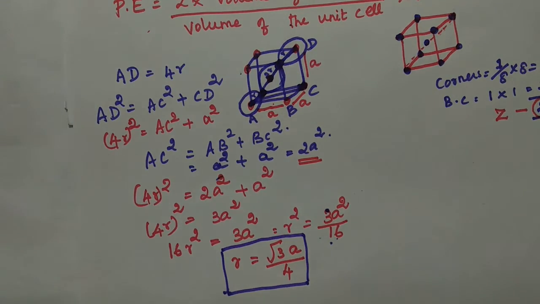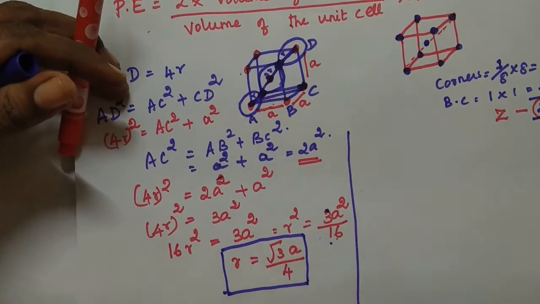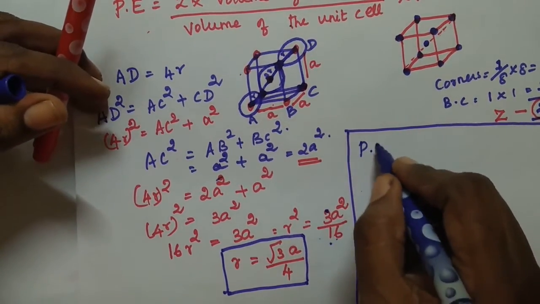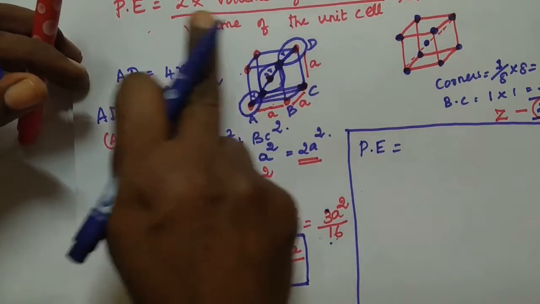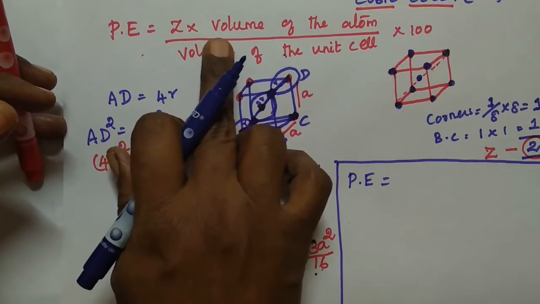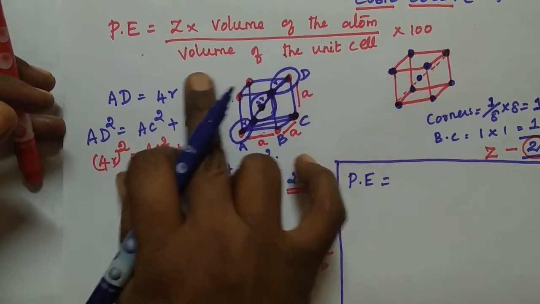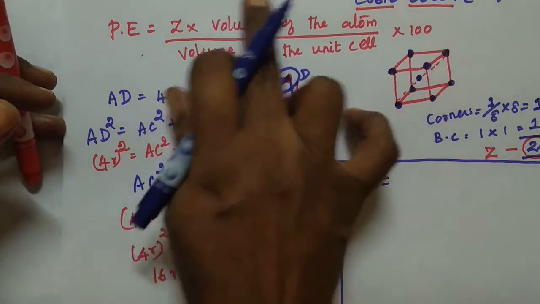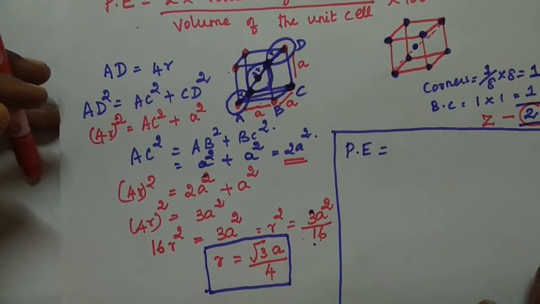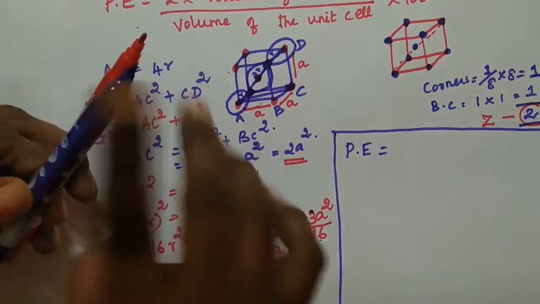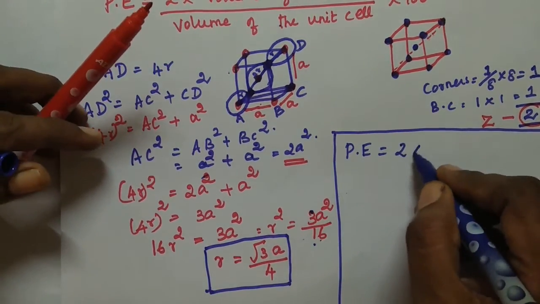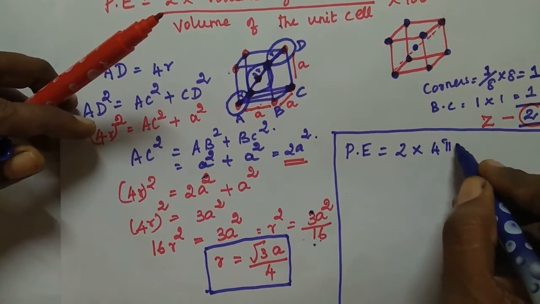With this, I am going to calculate the packing efficiency of a BCC cell. Let me write down here. So packing efficiency, we have already written the formula over here. The formula is Z is equal to volume of the atom by volume of the unit cell into 100. So the volume of the atom is nothing but 4 pi R cube. So Z is equal to 2. So I now calculate the value 2 into 4 pi R cube.